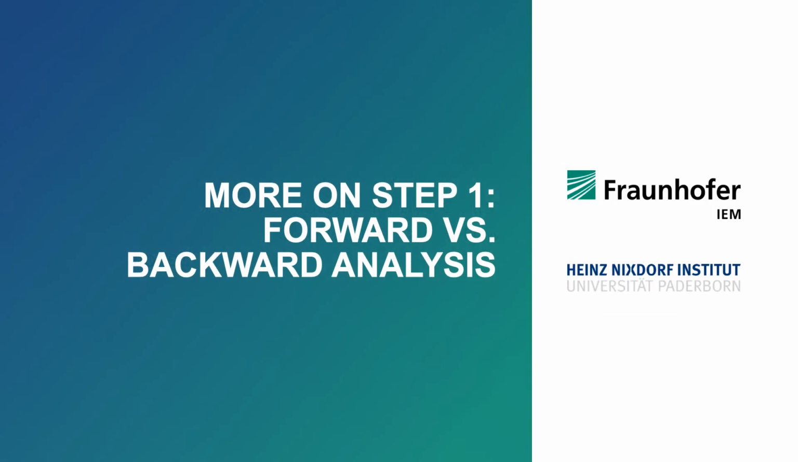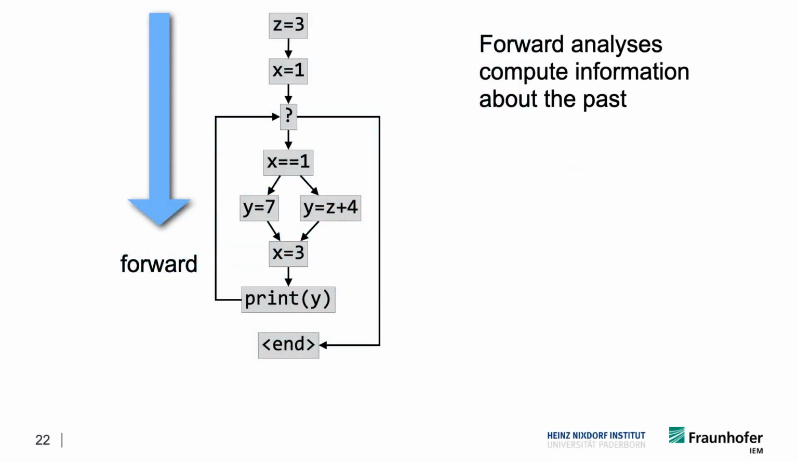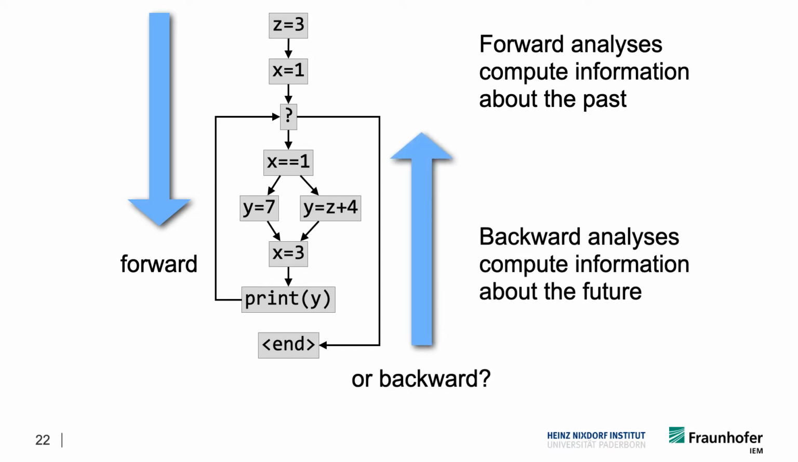So let's talk about a few of these steps in a bit more detail. The first decision we had to make was whether we want to do a forward or backward analysis. And let's look a little bit at how we can make that determination. So in general, you can say that forward analyses tend to compute information about the past. And then also you can have backward analyses that compute information about the future.